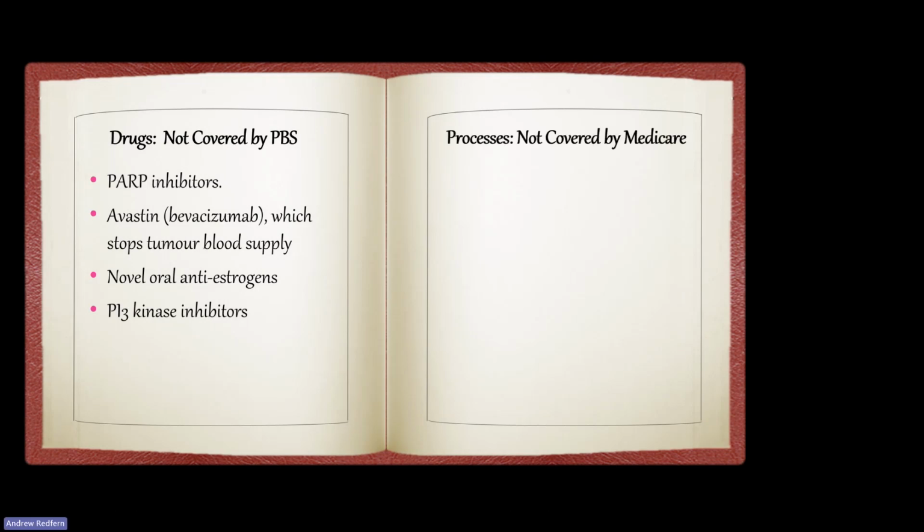Processes not covered by Medicare. These are not drugs, but processes. There's something called SIR-spheres, which people may read about, and this is a targeted spear for liver cancer from a variety of sources. There's not big trials in breast cancer. It's being used in bowel cancer and is invented in Perth, in fact, which is great for us. And we have done a lot of the trials, and we're looking at a trial in breast cancer.